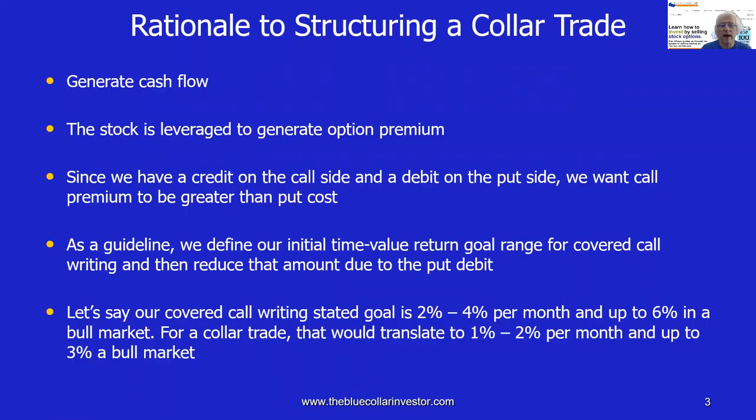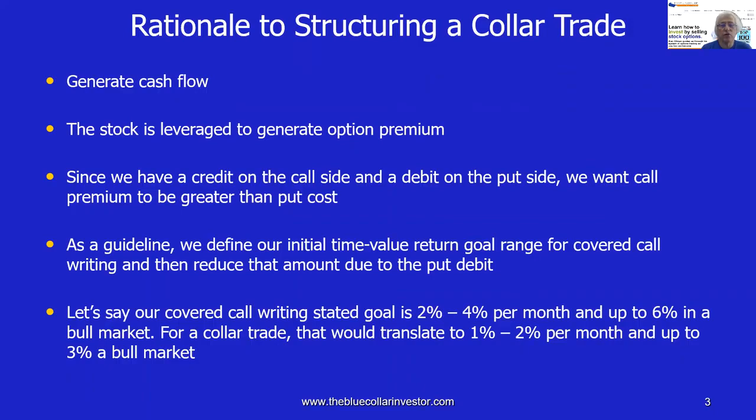Now, we must have an option credit, a net option credit, in order to make money. So that means that the cash we generate from the sale of the call option must be greater than the debit created when we purchase the put option. So the call premium must be greater than the put cost to purchase.